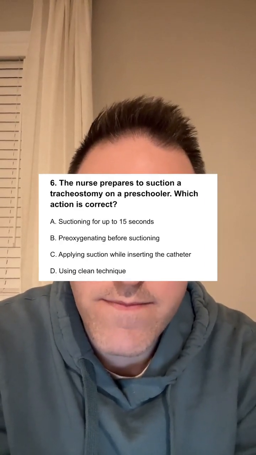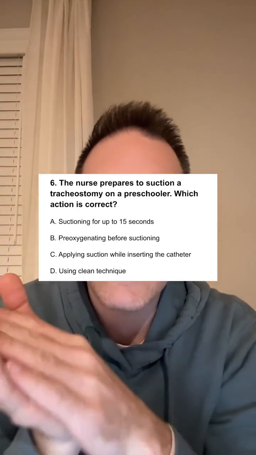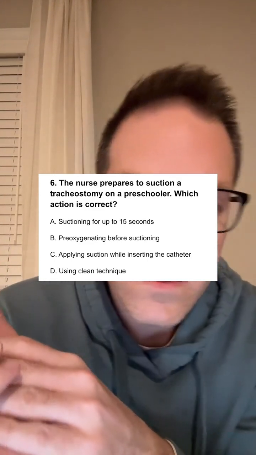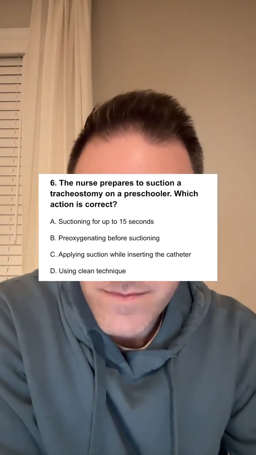All right, C. Question 6. The nurse is preparing to suction a tracheostomy on a preschooler. Which action is correct?